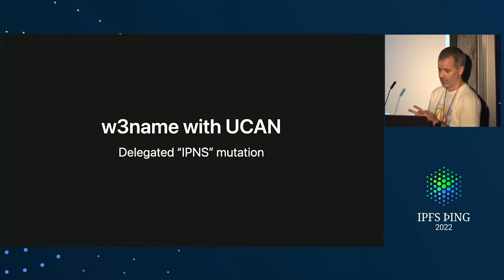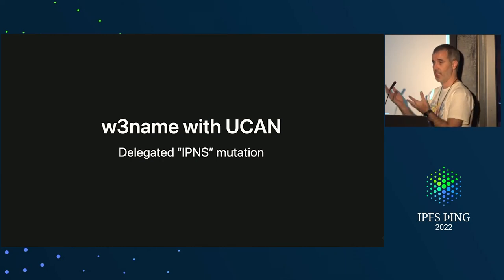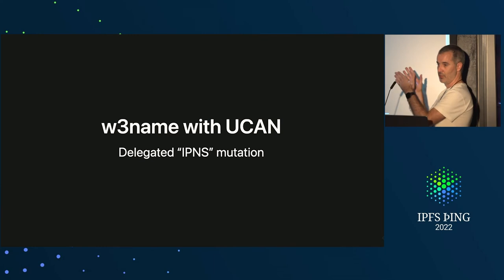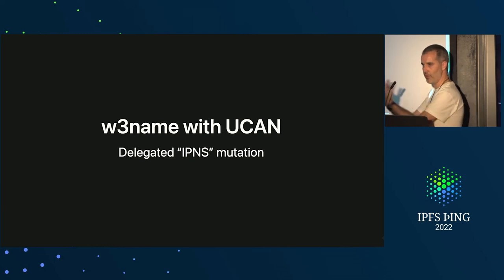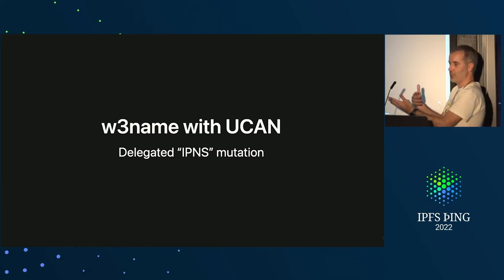Some of the use cases for this are uploading a file and, at the same time, changing an IPNS record. Because, as I said, the CAR file already has the identity and the permissions, and it can do two things at the same time. But because we are sending that to a service like nft.storage or web3.storage, you need to delegate that permission.